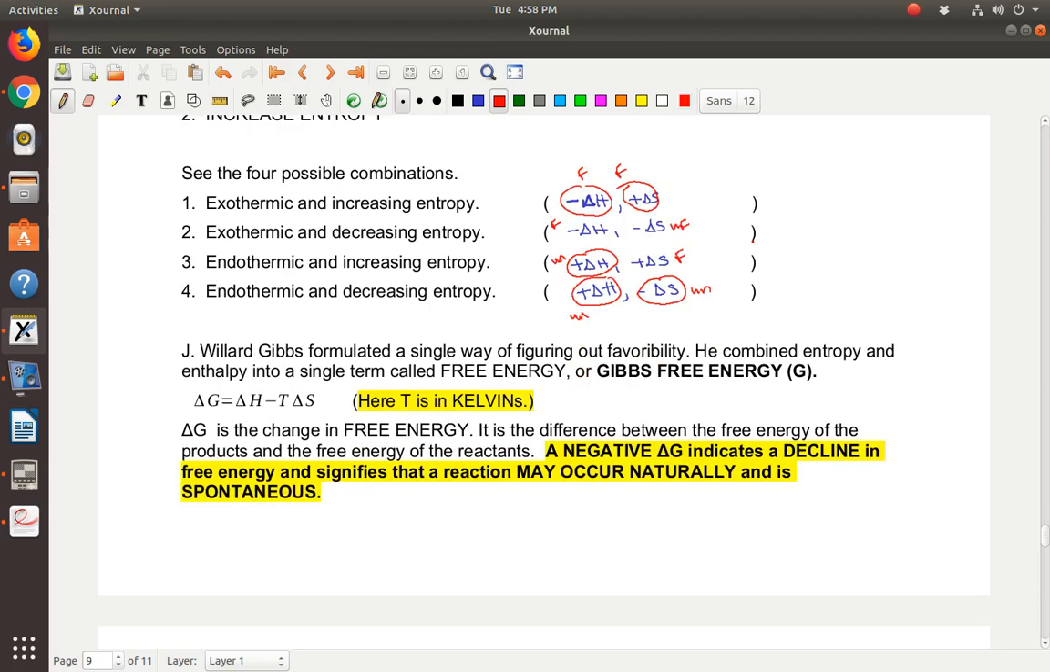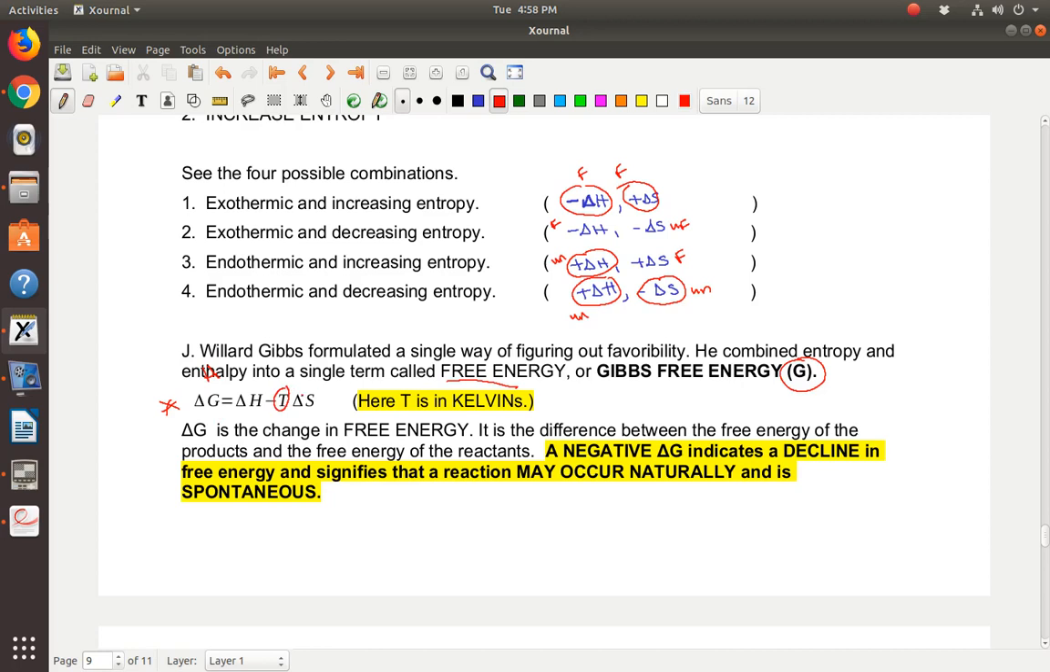So Willard Gibbs formulated a single way. He combined entropy and enthalpy. Remember, enthalpy is the H, into something called free energy, or Gibbs free energy, and that's a G. It's one of those times when the variable makes sense. So here's the formula. Delta G equals delta H for the enthalpy minus T delta S.